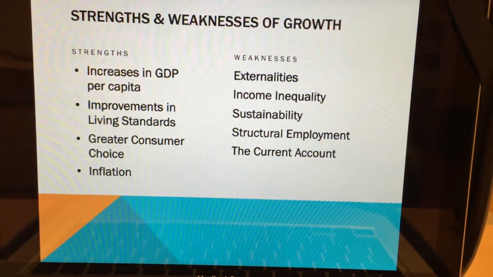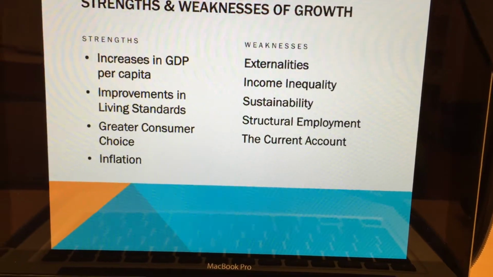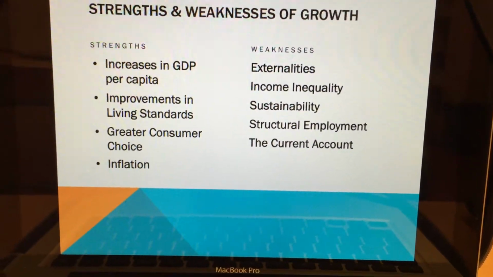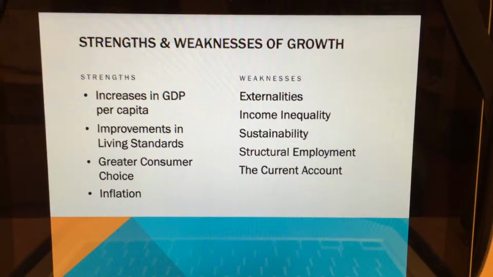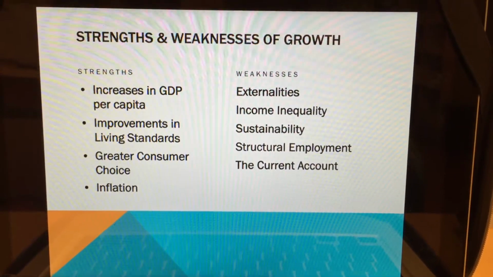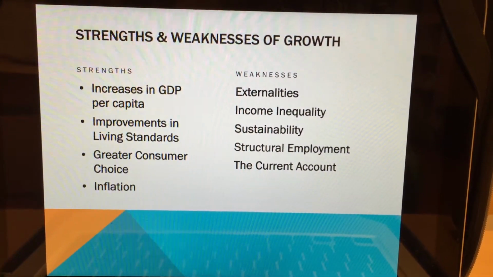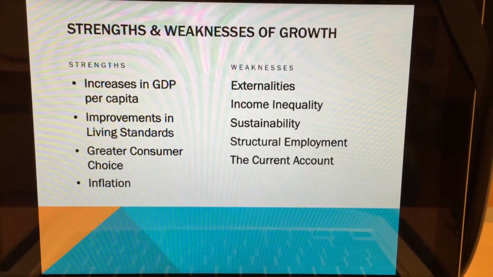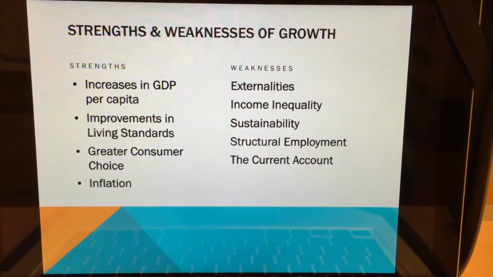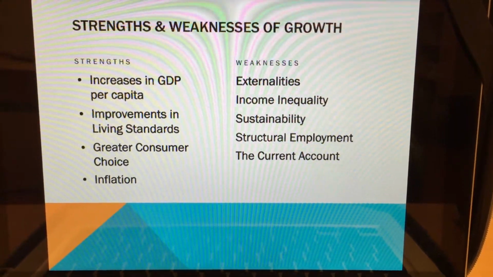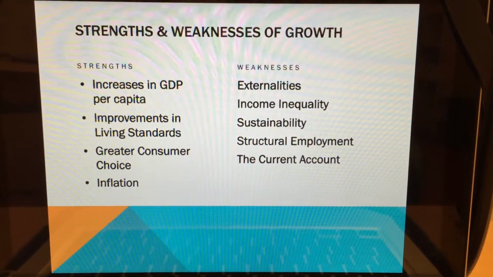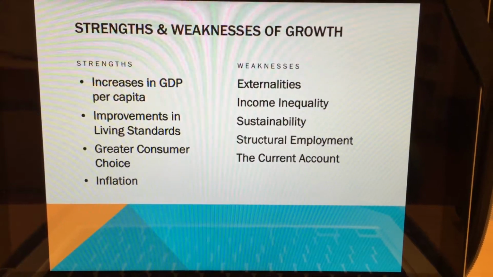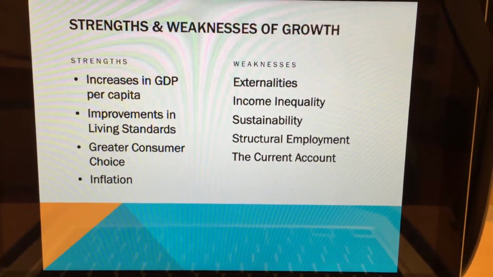And, as we said, inflation, a little bit, like 2 to 3%, is generally a good thing because it helps to encourage people to consume. However, there are bad things. As economies expand, we have externalities, negative ones. If you look at China, China's economic growth has been huge in the last 20 years. But with that has come horrible pollution.